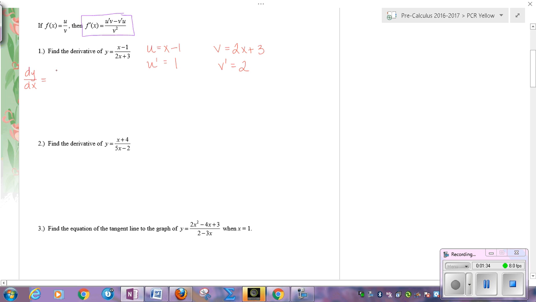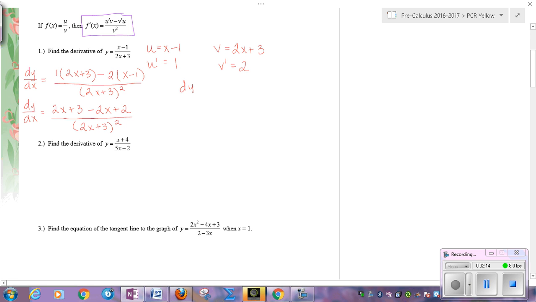So we have u prime, which is 1, times v, which was 2x plus 3, minus v prime, so that's 2, and then times u, which is x minus 1. And we're going to put all of that over v squared, so the quantity 2x plus 3 squared. And now you're just going to simplify. So we have dy dx equals 2x plus 3. I'm going to distribute that negative 2. So negative 2x plus 2 all over the quantity 2x plus 3 squared.